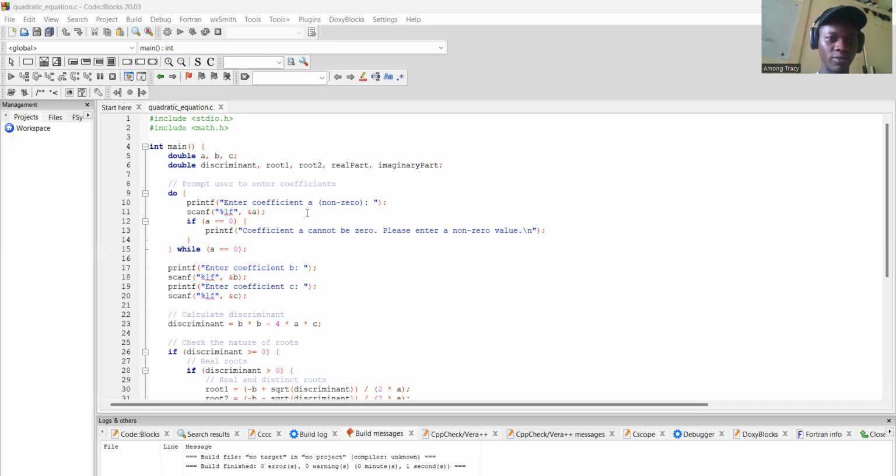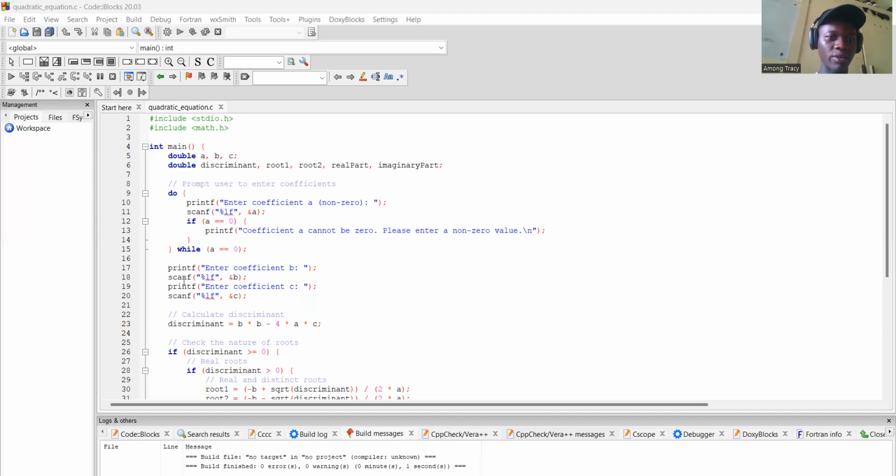A must not be zero, so we're going to include that in the statement as we ask for that information. We're going to include "enter coefficient of A, which is non-zero," you tell the user, and of course you give placeholders for that. For example, some users are big-headed. So in case someone puts in a zero, you will tell them that the coefficient cannot be zero. Please enter something that is not zero. That function will be done for that case.